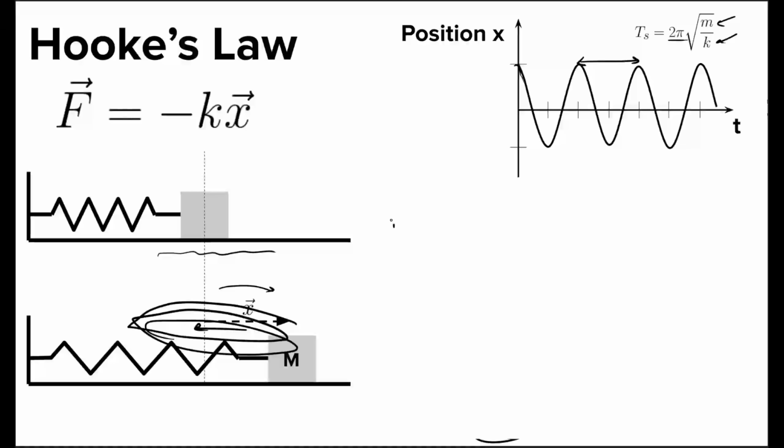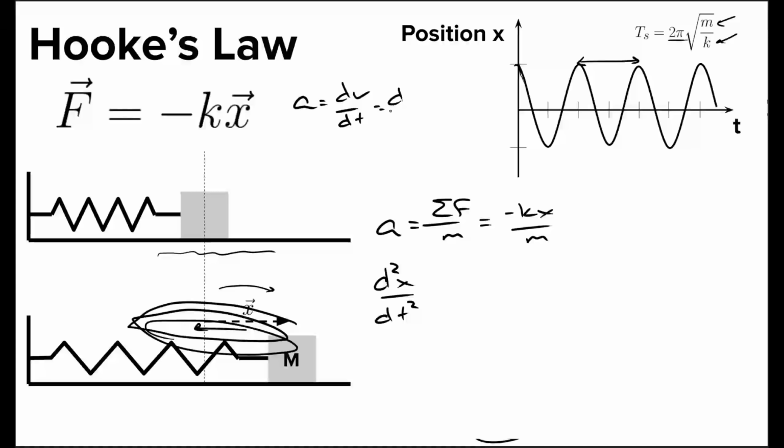Well, use Newton's second law. We're going to do a is net force per mass. And I'm going to say the net force is negative kx over m. So I'm going to write this as a differential equation, but I don't want to write a as dv/dt. This force isn't a function of v. This force is a function of x. So I'm going to write a as the second derivative of x with respect to t squared, because if you remember, a is dv/dt, but v itself is just dx/dt. So I can write this as the second derivative of x with respect to t squared equals negative k over m times x. And you can't separate this.